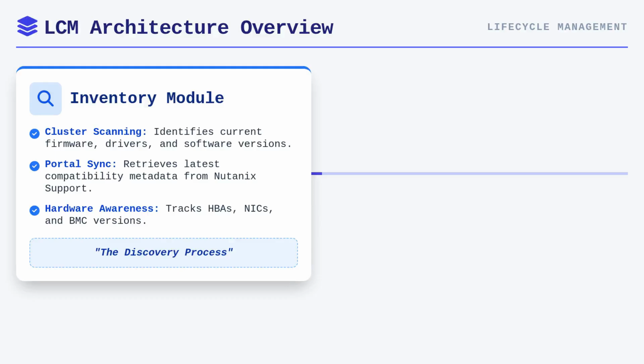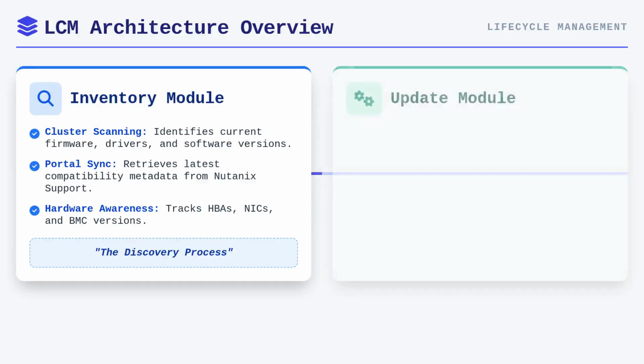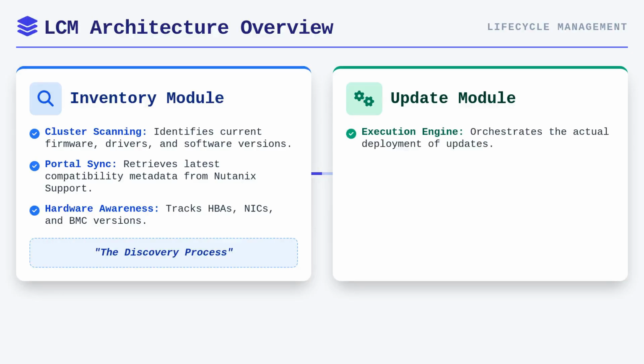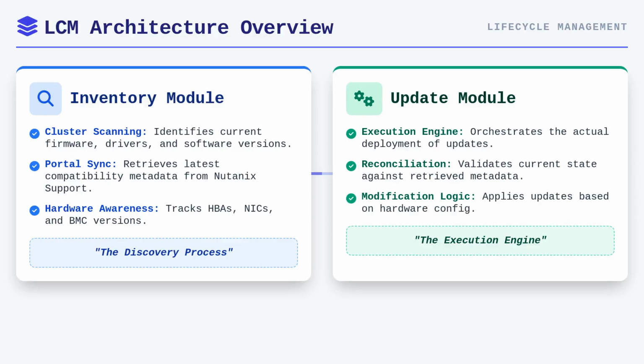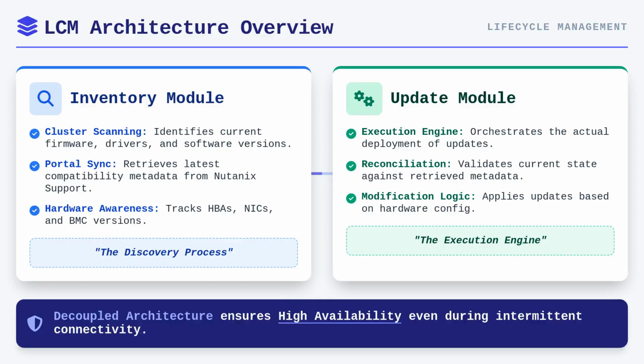Once this snapshot of the current state is reconciled against the metadata, the update module takes over, serving as the execution engine. This modular approach ensures that the system is always aware of the specific hardware configuration, including HBA controllers, NICs, and BMC versions, before attempting any modification. By decoupling the discovery process from the execution logic, the architecture maintains high availability even when connectivity to external repositories might be intermittent.